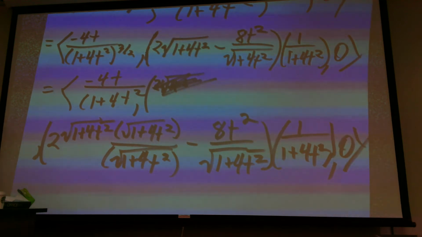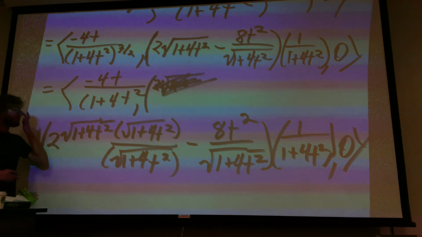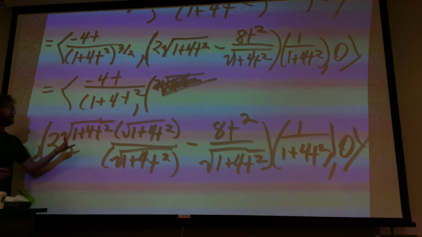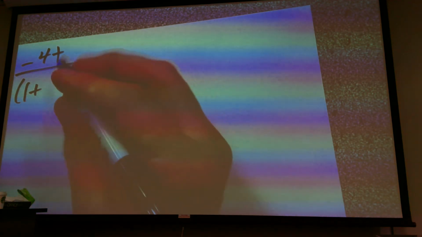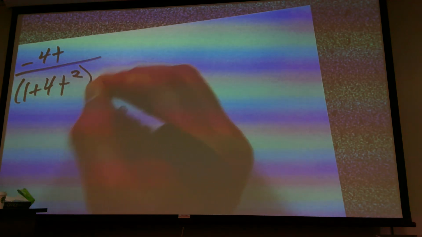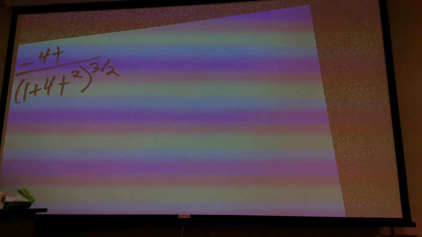And so when I multiply by the square root of 1 plus 4t squared times the square root of 1 plus 4t squared, the square roots cancel out and I get 1 plus 4t squared multiplied by 2. Okay? So that becomes, we'll leave this guy up here. That's negative 4t divided by 1 plus 4t squared to the 3/2 power. Okay? And so what are we going to get at the top of the next guy?